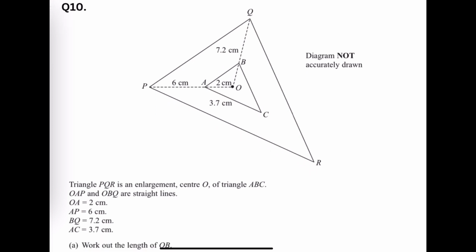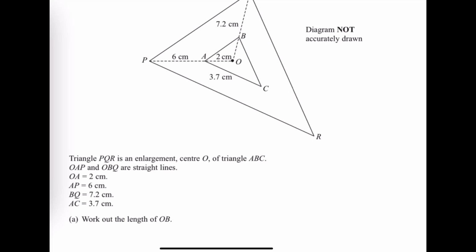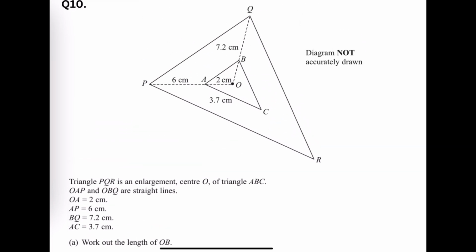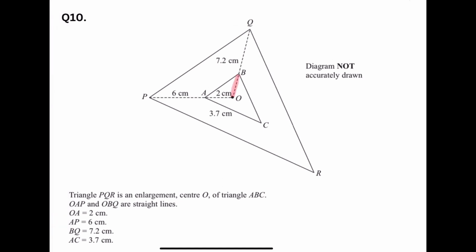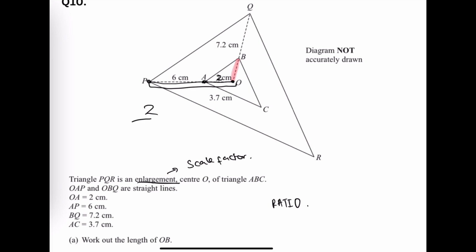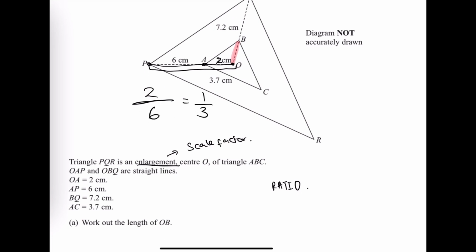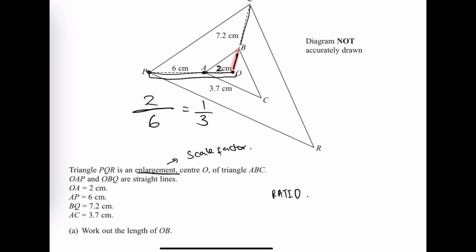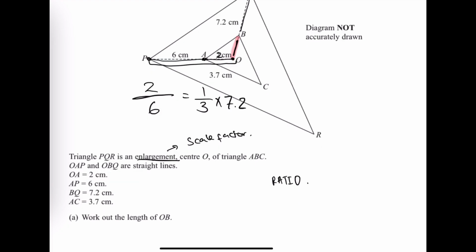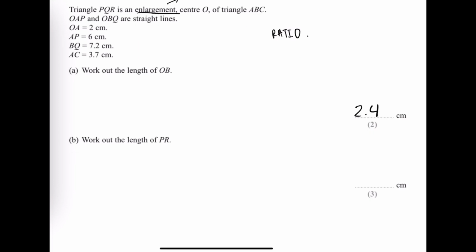Okay, so question 10. The triangle PQR is an enlargement, center O, of triangle ABC. OAP and OBQ are straight lines. Work out the length of OB. So they want the length over here. This is a ratio question again, but in disguise. Because it is an enlargement, we know that they always enlarge with a set scale factor. So we can see over here we have two lengths that we do know. We know that from here to here is 6, and from here to here is 2. So what we can do is see by how much it's enlarged, and this can be done by just doing 2 over 6. So we know it was scaled by 1 over 3, so we can do the same over here so that we can find out how much smaller it is. So we just do 1 over 3 times 7.2. The answer is 2.4. So work out the length of PR.